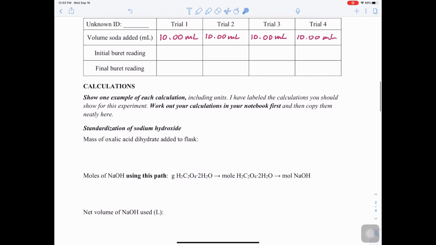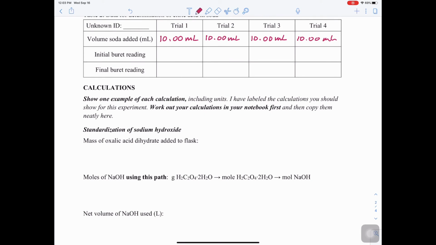In the calculation section of your report, this is asking us to show one example of each calculation, including the units. Sometimes students misunderstand what this means. I want to see the actual calculation. So we've already done this first one, mass of oxalic acid. The way we calculated that is we took the mass of the oxalic acid dihydrate on the paper and we subtracted the mass of the paper and we got 0.1110 grams.